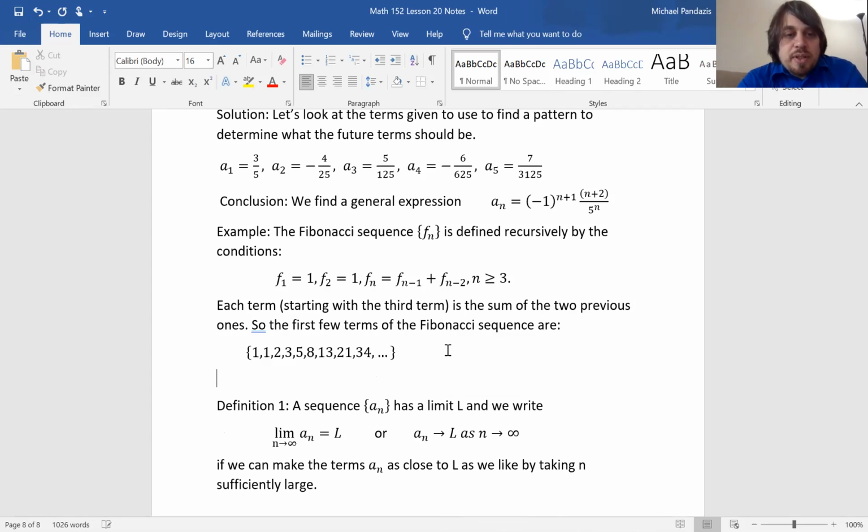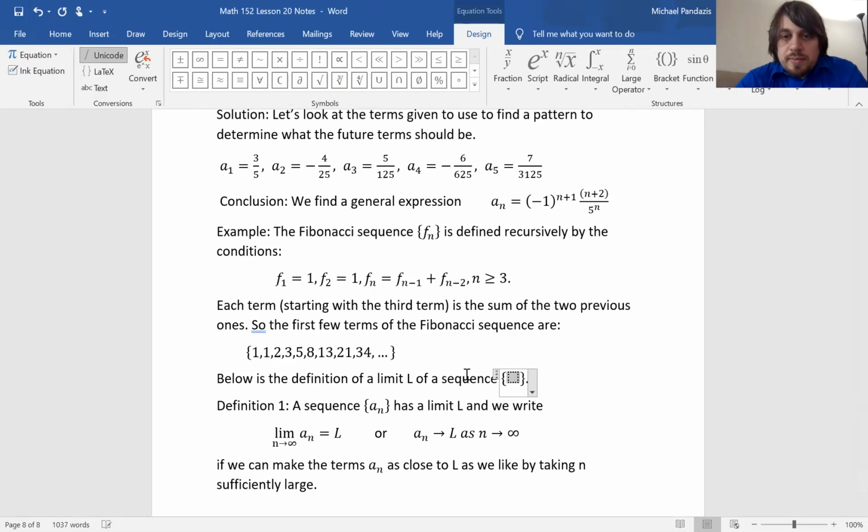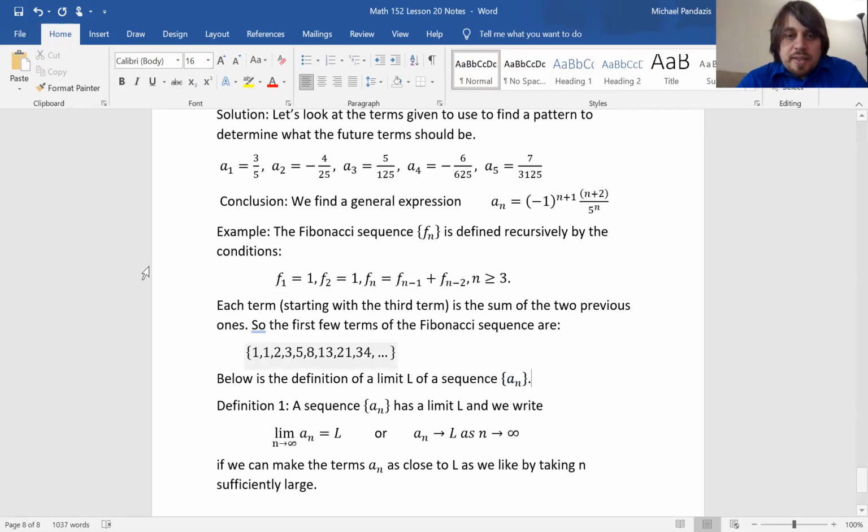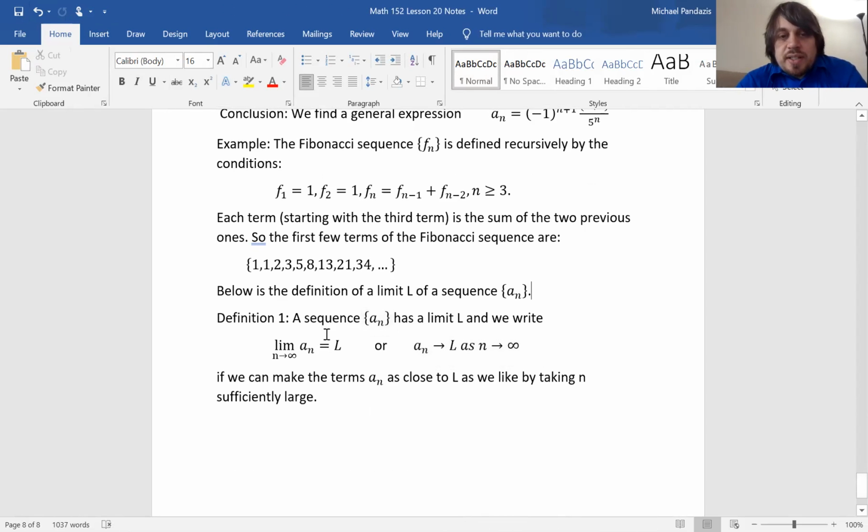So I'm going to write this. Below is the definition of a limit capital L of a sequence A sub n. We define the limit L of a sequence A sub n: a sequence A sub n has a limit L if we can make the terms A sub n as close to L as we like by taking n sufficiently large.